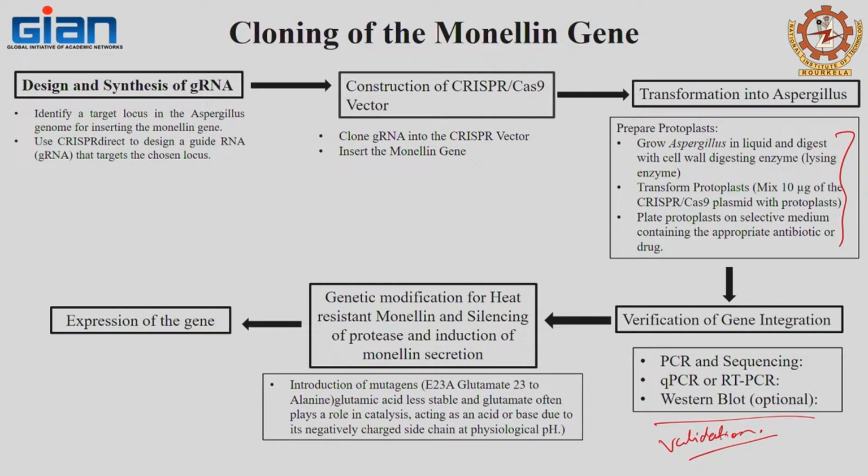So for that we have used a specific mutagen, E23A, which will transform the glutamine at the 23rd position to alanine. There is a lot of literature which shows, we forgot to give the reference, that even when we alter a particular amino acid like glutamate with alanine, the glutamic acid is highly prone to a lot of reactions once it is present in the monellin.